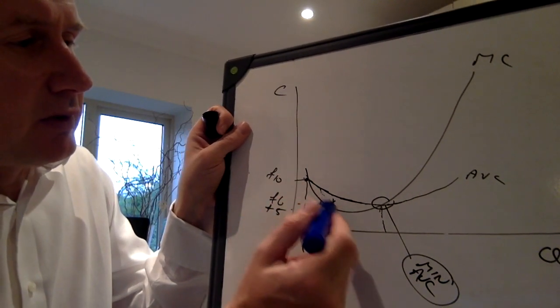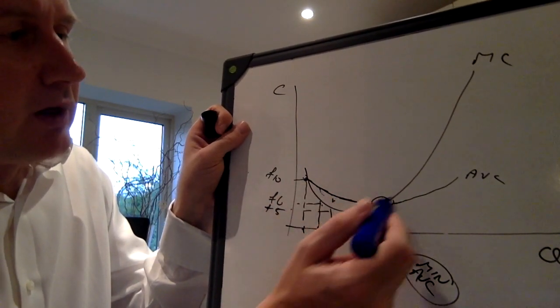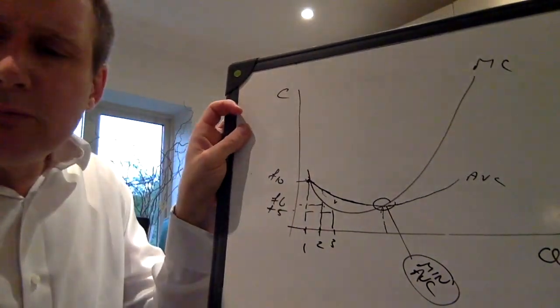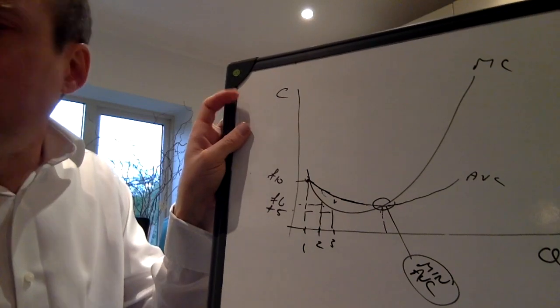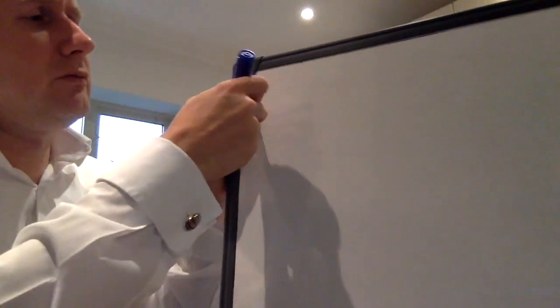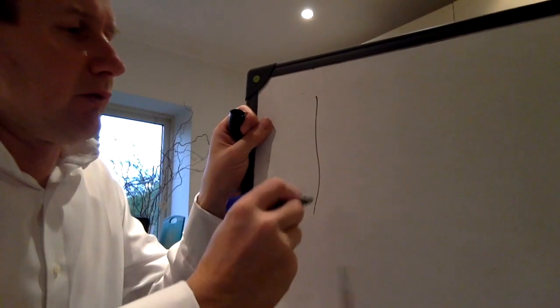Because up until that point, average variable cost is falling. After that, average variable cost is rising. So we've now got average variable and we've got average fixed costs. So all we've got to do is combine those to get average total cost. So that's a relatively straightforward task.